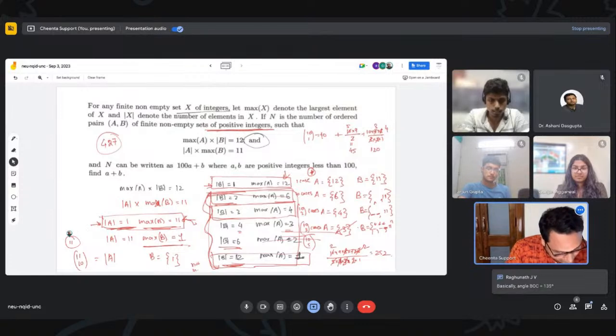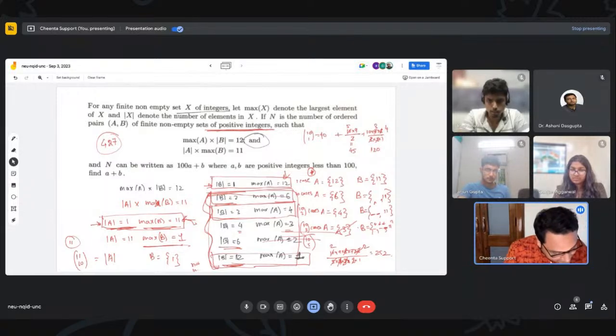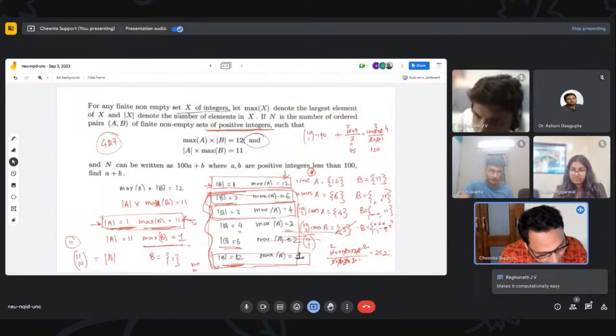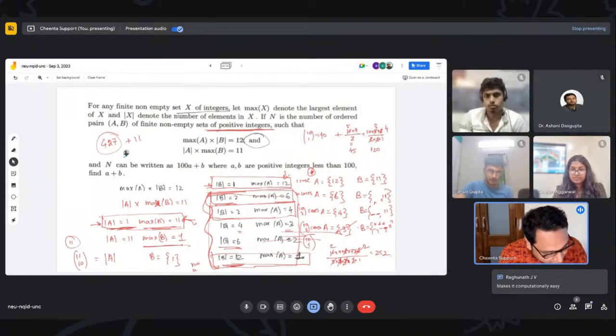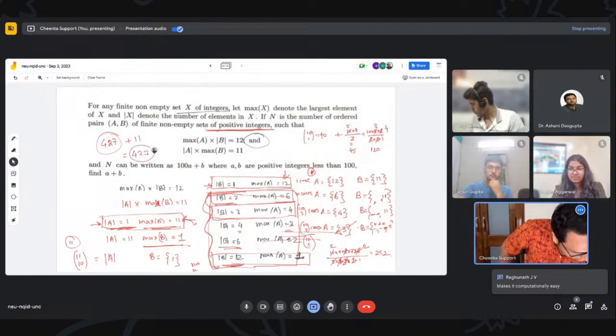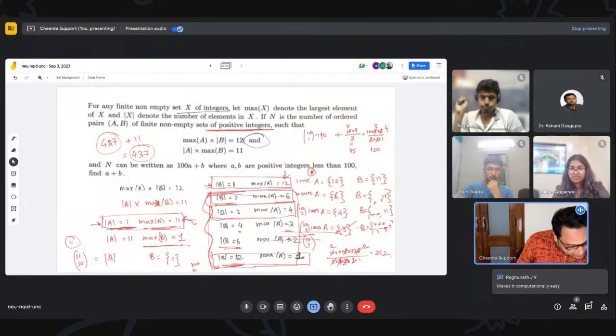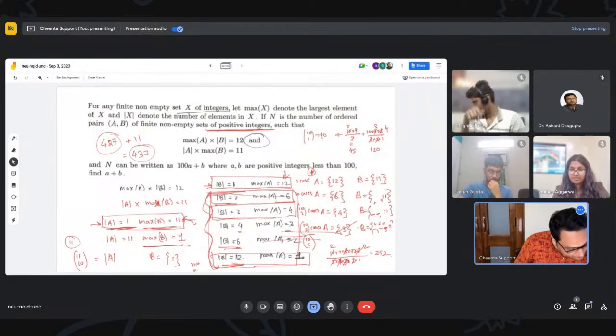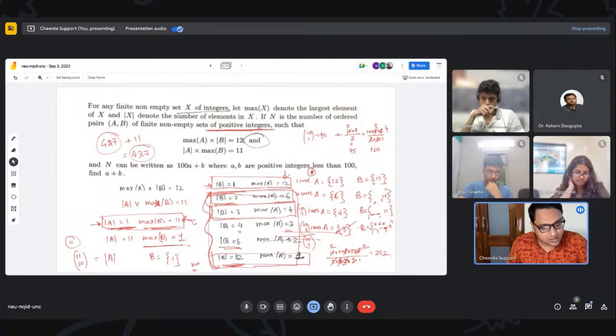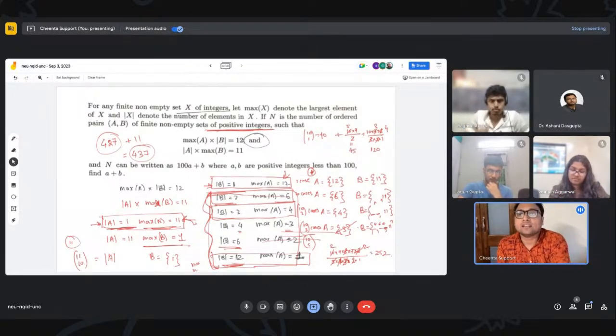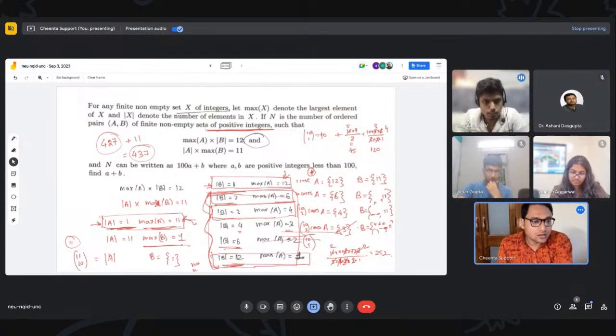Now that means we have precisely 11 such cases, so plus 11, so 437 if I'm not wrong. Maybe there is something repeating. Let me double check that. B contains only 1. No, I don't think that is happening. Okay, that's great. So I think this is fine. 437. Sir, is the answer 437 or?